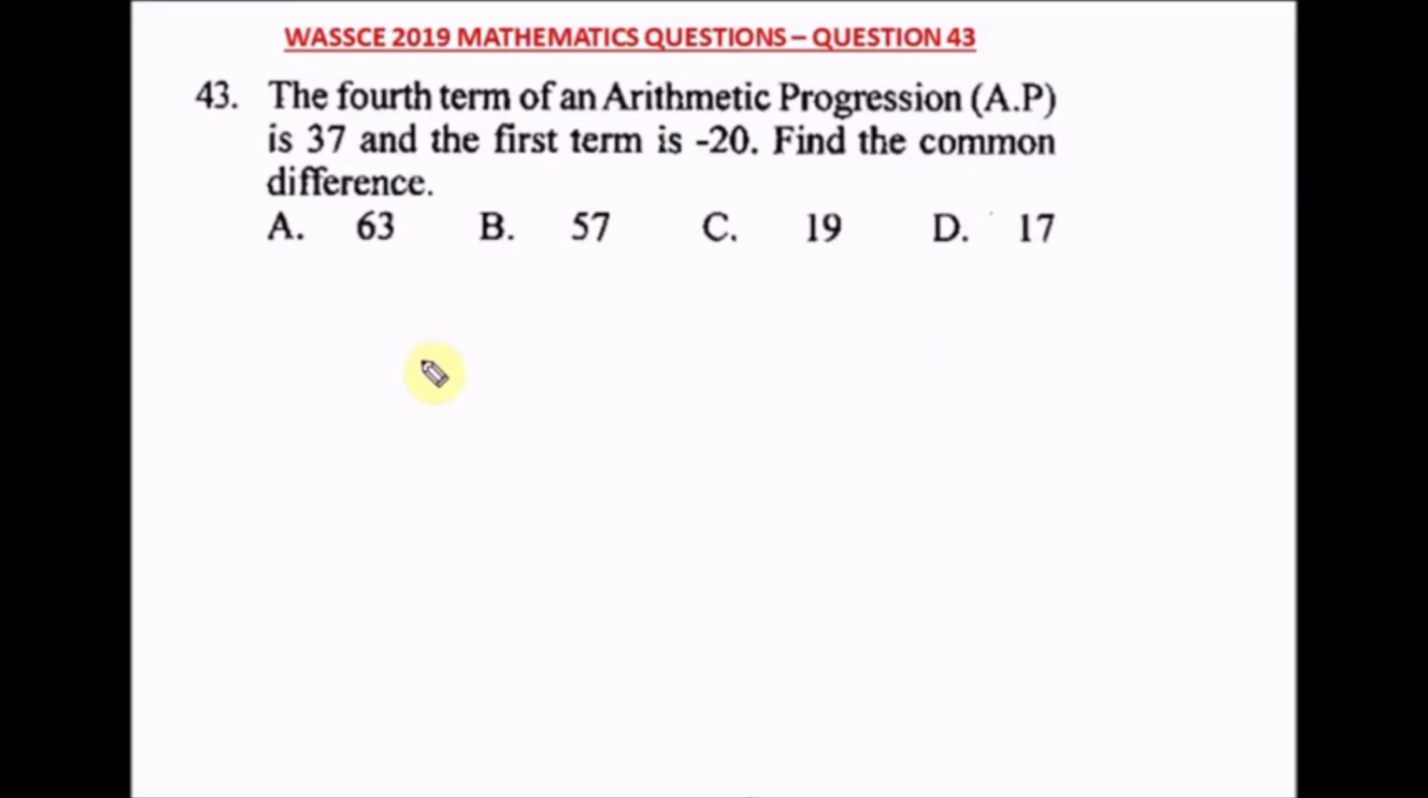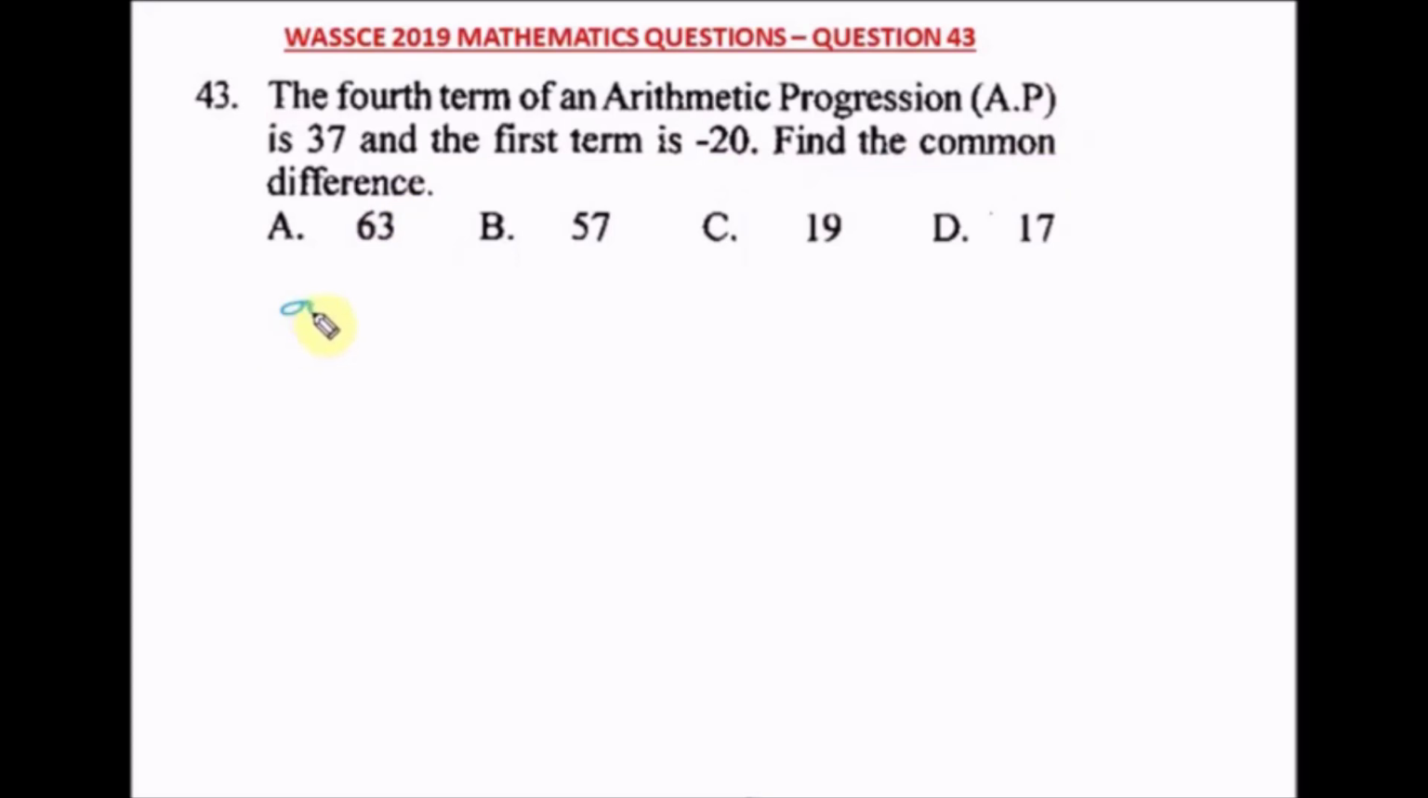Question 43 of the WAEC 2019 mathematics past question. That's your WAEC 2019 past question. It says the fourth term of an arithmetic progression is 37, and the first term is minus 20. Find the common difference.